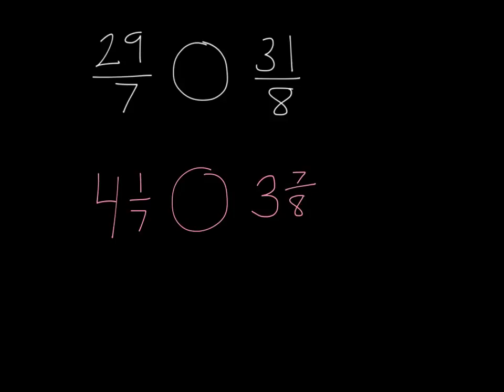So when I'm comparing these, I can see that 4 1/7 is a little bit bigger than 4. 3 7/8 is a little bit smaller than 4. So without even changing any denominators, I know that that is going to be the larger fraction.